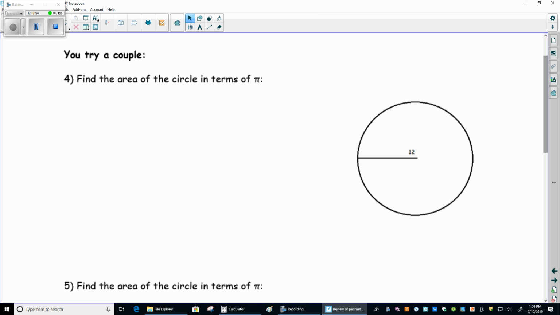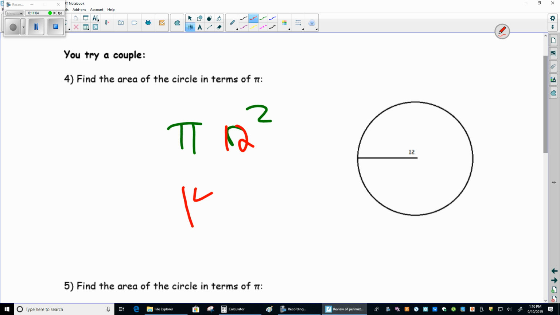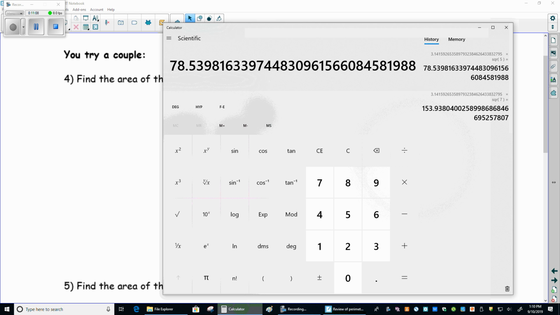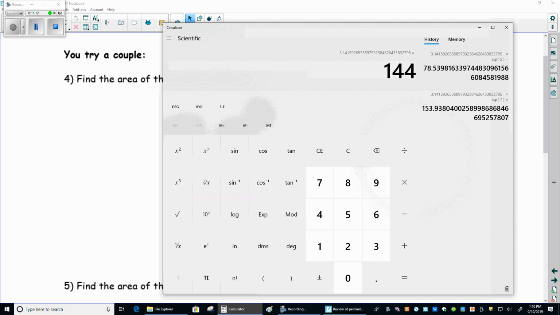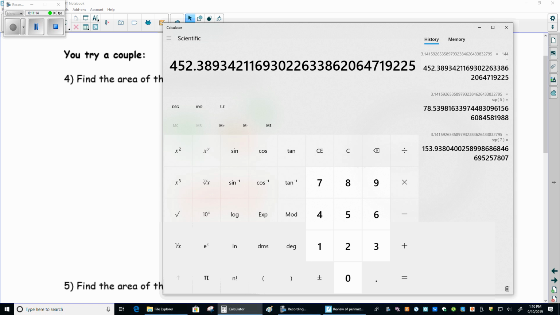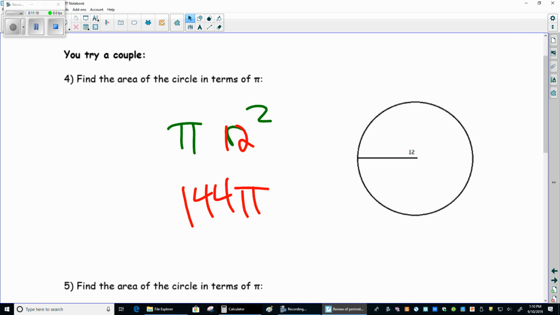All right, hopefully that was enough time. I end up getting pi r squared again. Do I need to cut that 12 in half or no? No. So I end up getting either 144 pi's or pi 144, or if you plugged that in, pi times 144, you'll end up getting 452.4.